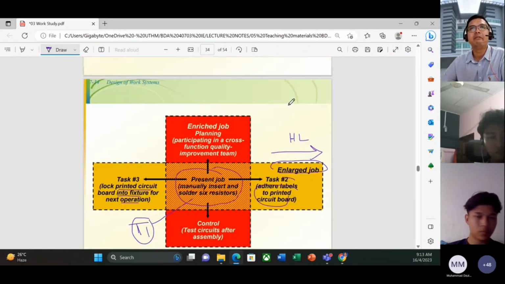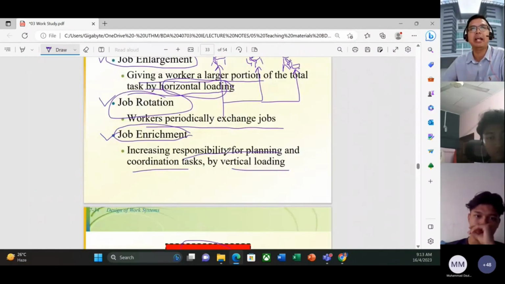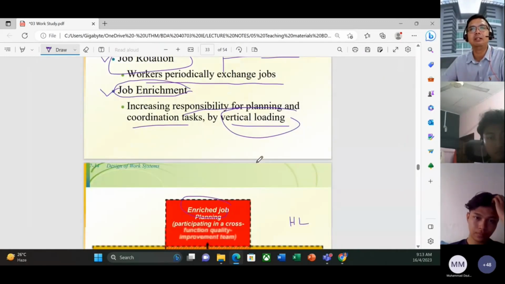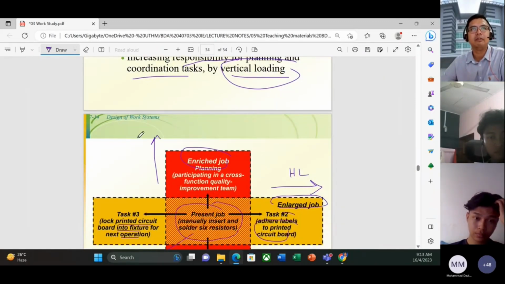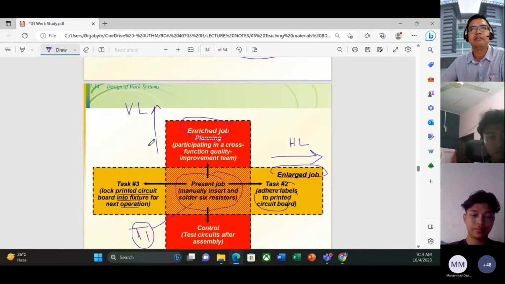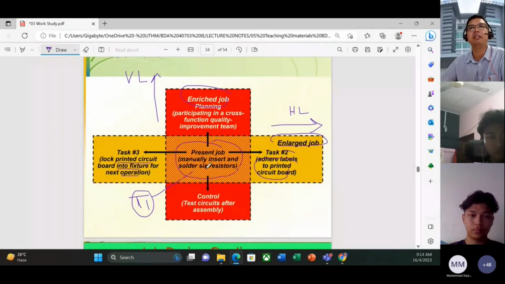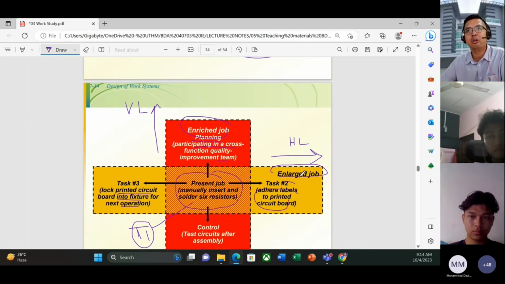Meanwhile, job enrichment is vertical loading. So, the present job is manually inserting and soldering the resistor. In order to enrich the job, there is planning first, participating in cross-function quality improvement teams, or controlling the test of the circuit after the assembly. This is how the enlarged job and the enriched job differ.